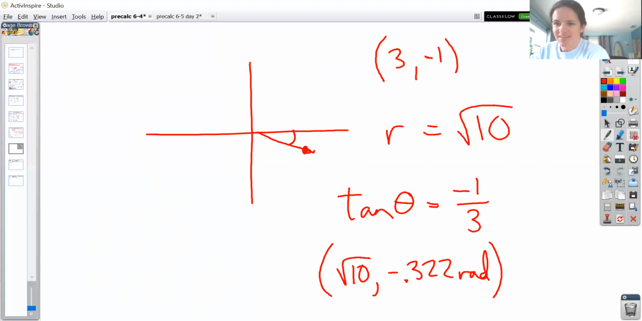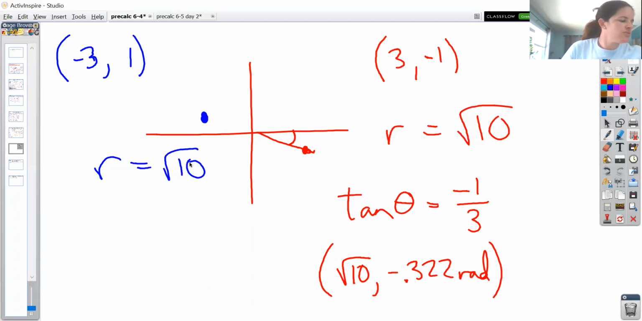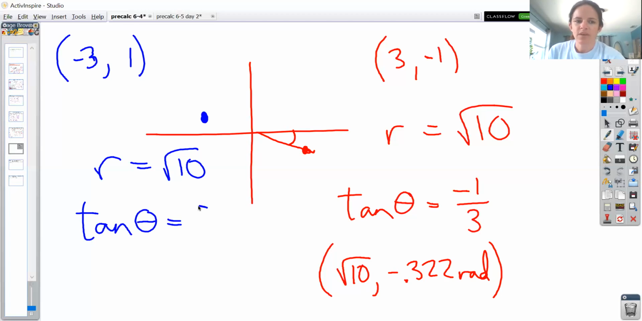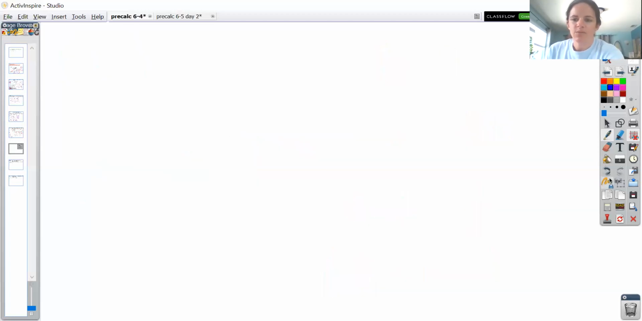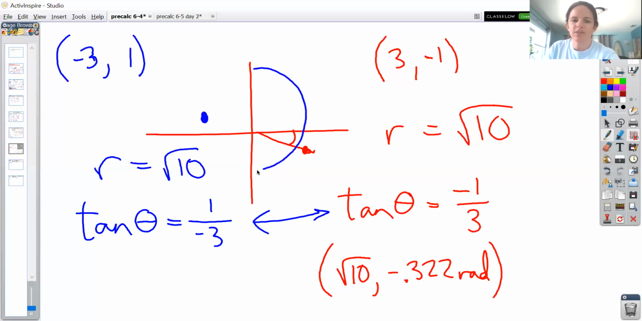But then, here's where it gets tricky. So what about if I give you the point -3, +1? So with that point, the radius again is root 10. But then if I use the equation, tangent theta equals y over x, I get that tangent theta equals 1 over -3, which coincidentally is the same thing that we had here. So when I put it in my calculator, it's going to give me -0.322 radians, because that's where inverse tangent or arctangent is defined from negative pi halves to positive pi halves.